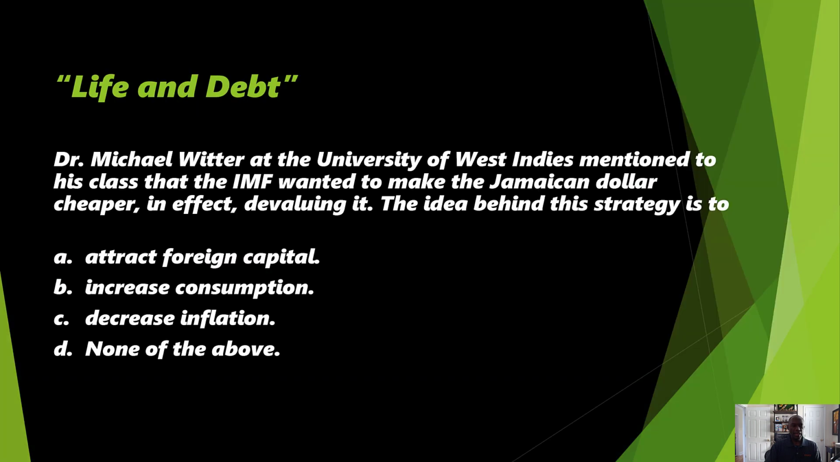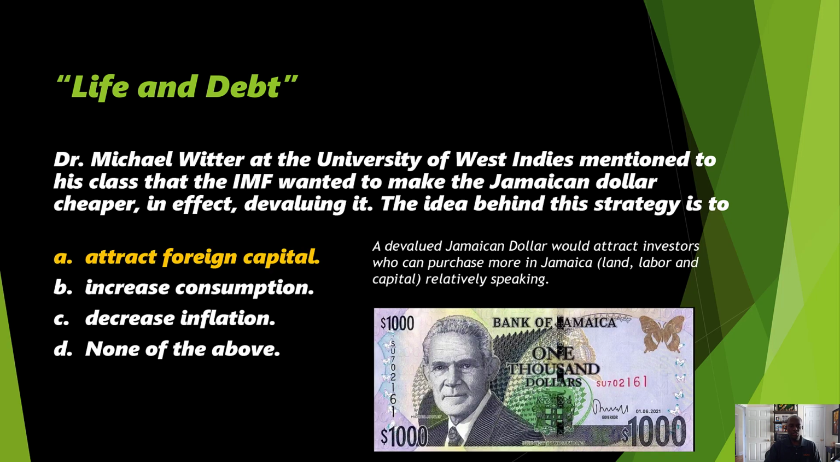We go on to life and death. Michael Witter at the University of the West Indies, or UWI, mentioned to his class that the IMF wanted to make the Jamaican dollar cheaper, in effect devaluing it. The idea behind this strategy is to attract foreign capital. The devalued Jamaican dollar would attract investors who can purchase more in Jamaica, relatively speaking: land, labor, and capital as inputs.